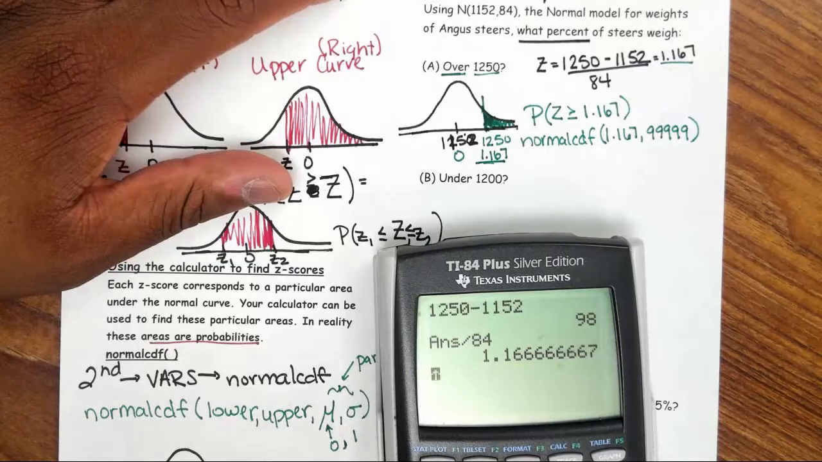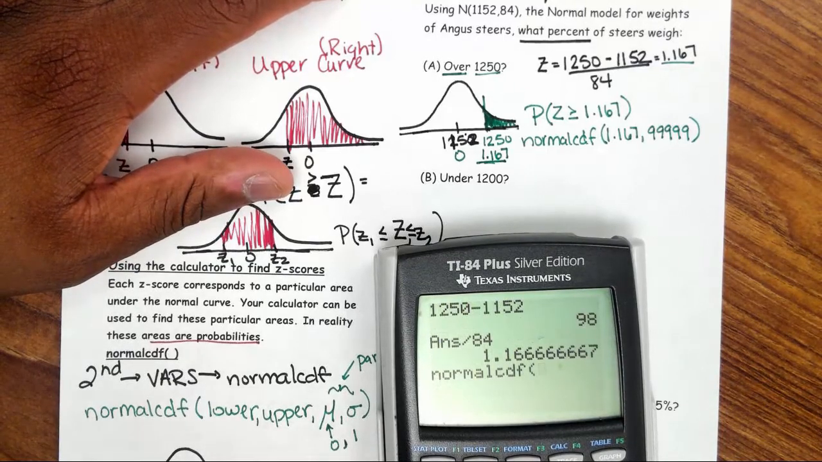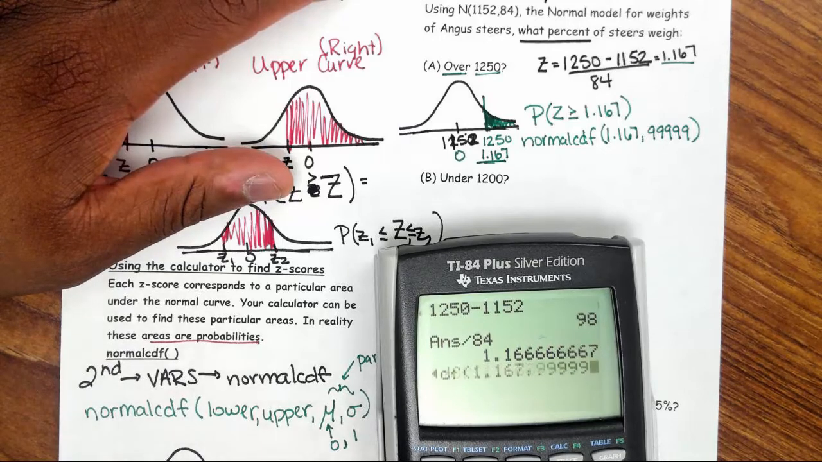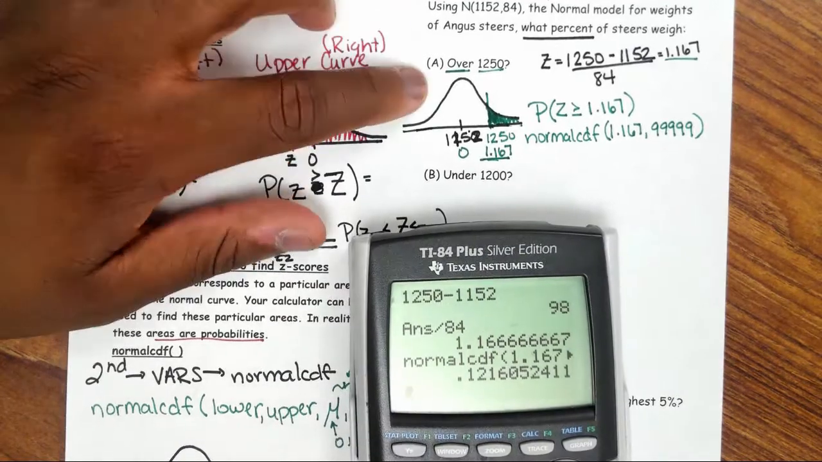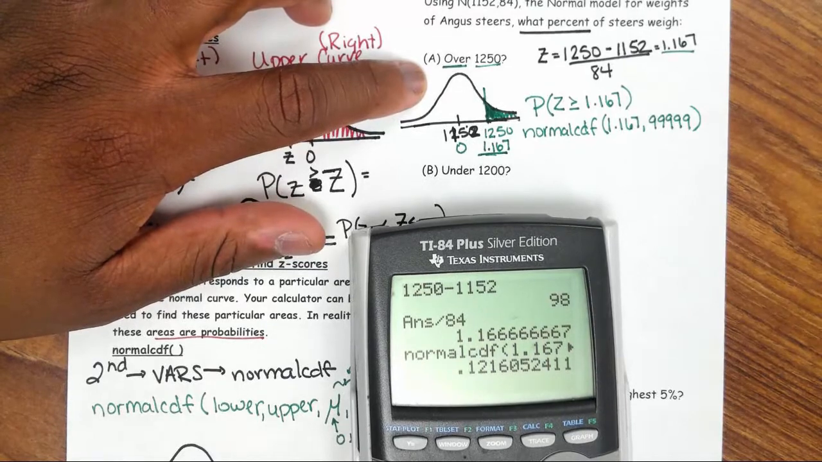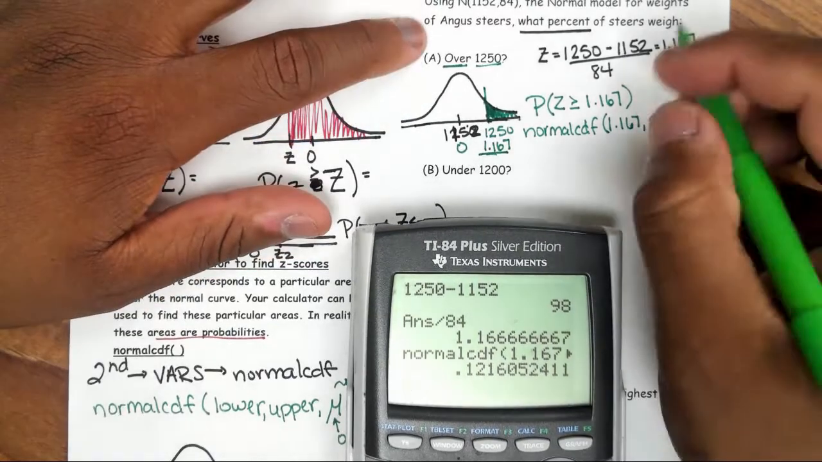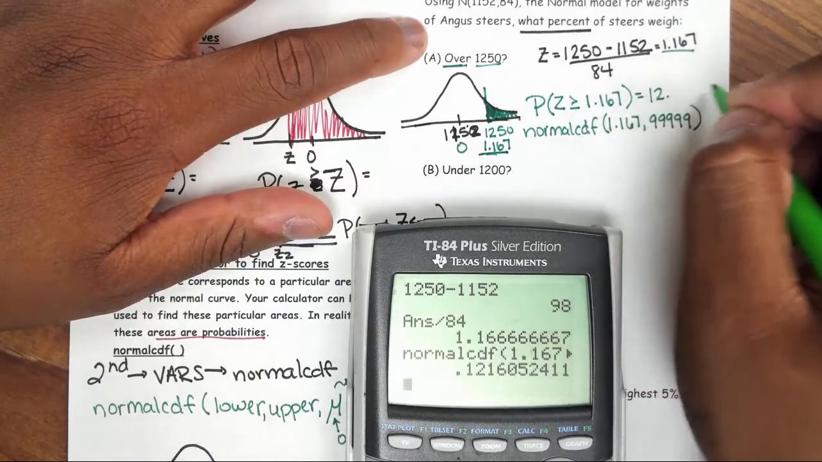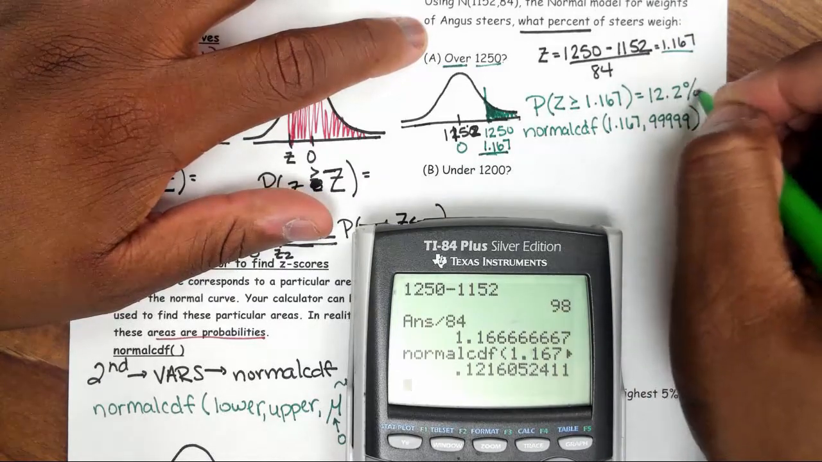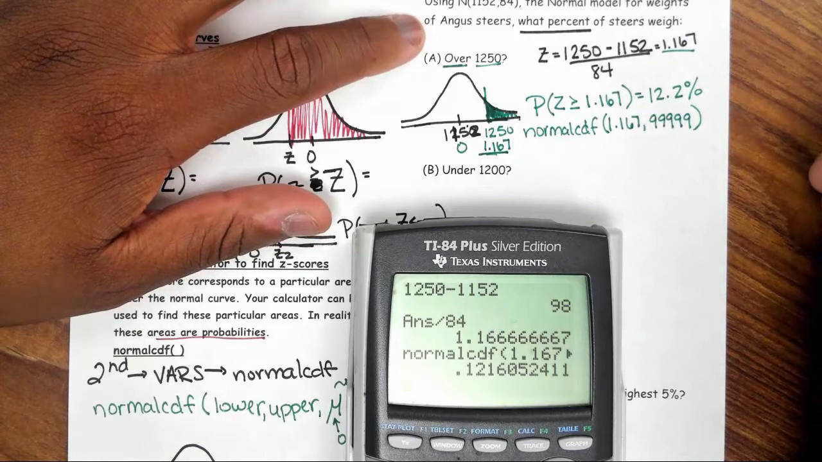So we're going to use our calculator to calculate this number here. And you do second vars, normal CDF. The lower bound is the z-score, 1.167, comma, a whole bunch of 9s. And you do this. And this tells me that the percent of steers who have weights over 1250 is equal to about 12.2%. There's about 12.2% of steers who have weights over 1250.